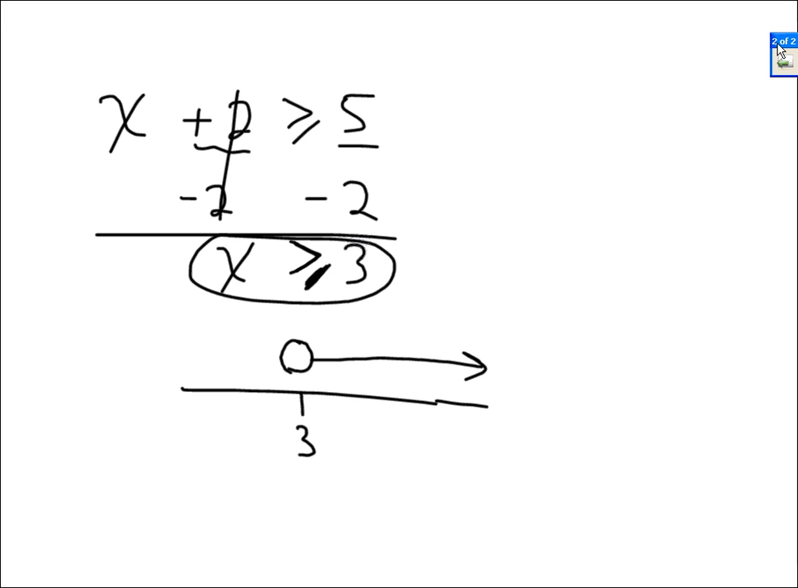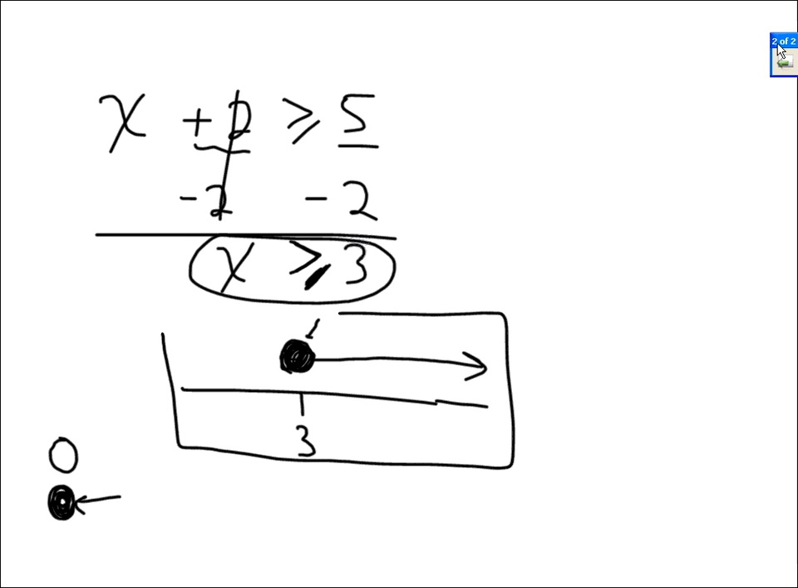Include 3. And there are two options to put at 3. You can put an open circle or a closed circle. You decide which one would include 3. And I'm sure it's going to be that one. Close the circle, or fill in the circle, excuse me. That means include 3 and above. Here's another way of writing down the answer. This is called a number line answer.